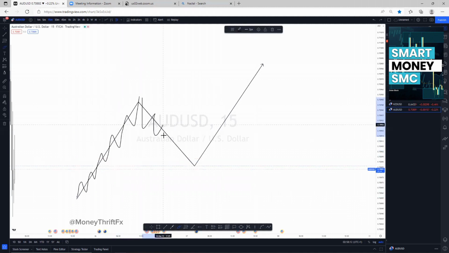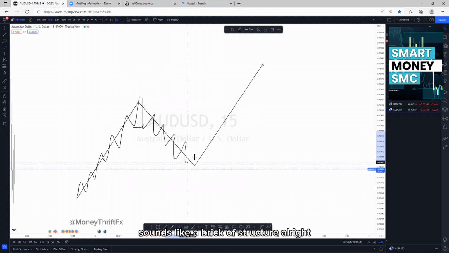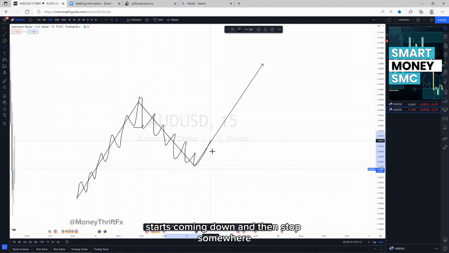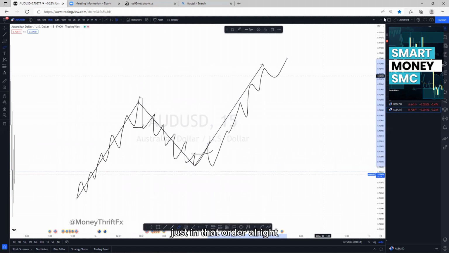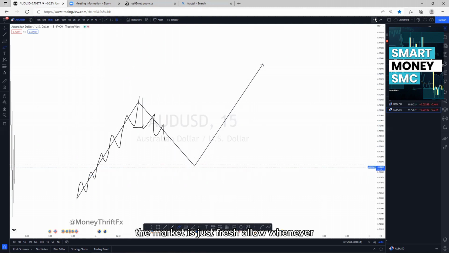And then after that, when it's coming down for a retracement, you might see something like a break of structure, only for price to start coming down low and stop somewhere here, break structure again, and continue going up in that order. So the market is just fractal that way.